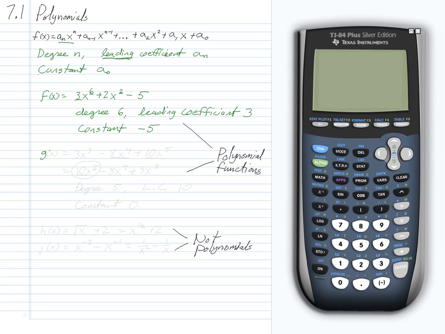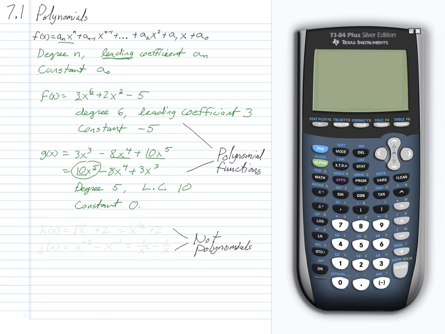Now a slightly different polynomial, let's call it g of x, a polynomial function 3x cubed minus 8x to the 4th plus 10x to the 5th. Now this one is not written in descending order, so we might want to rearrange it first and let 10x to the 5th come out front, and then next we would have minus 8x to the 4th plus 3x cubed. Now in this form I can pick out my leading term. That's going to give me my leading coefficient of 10 and my degree of 5. And looking at this polynomial, I notice I don't have a constant term, so I can say that my constant is 0.